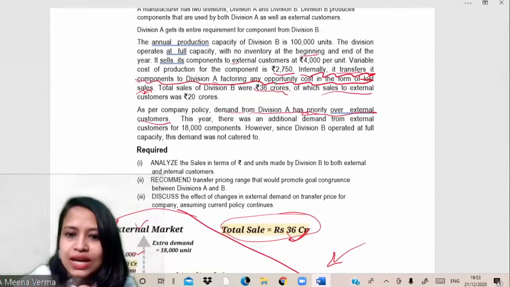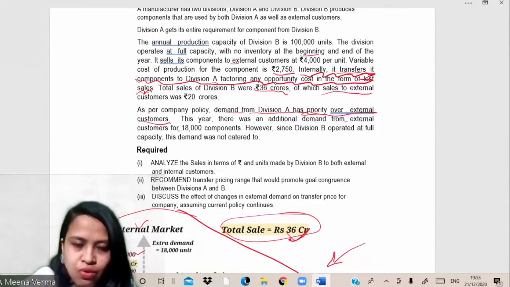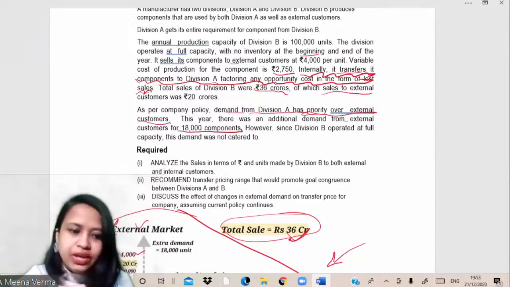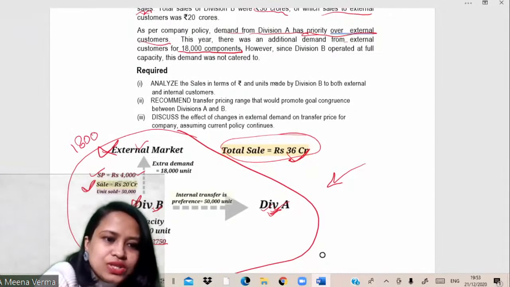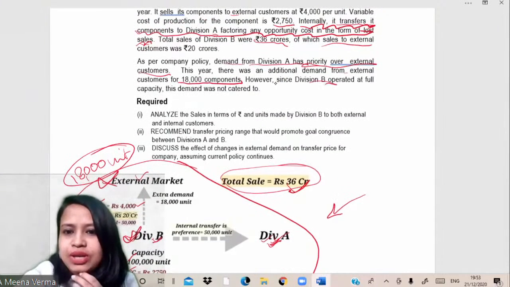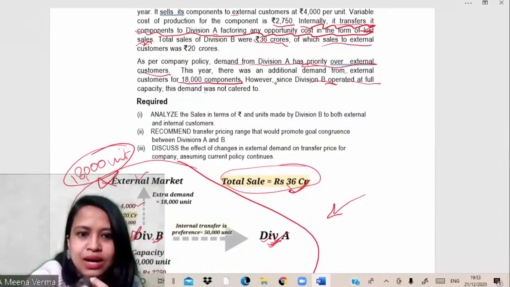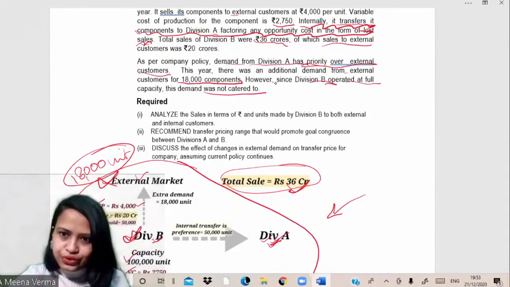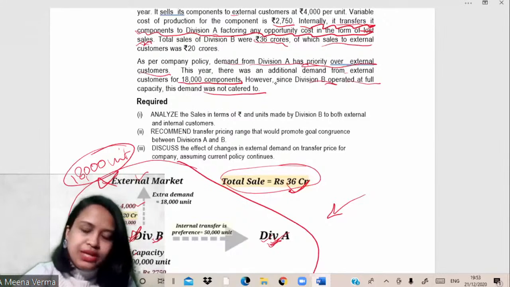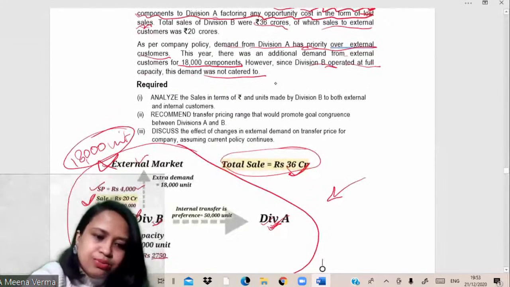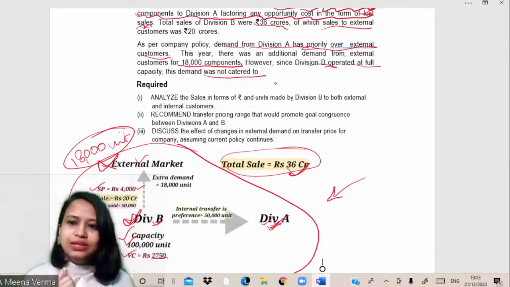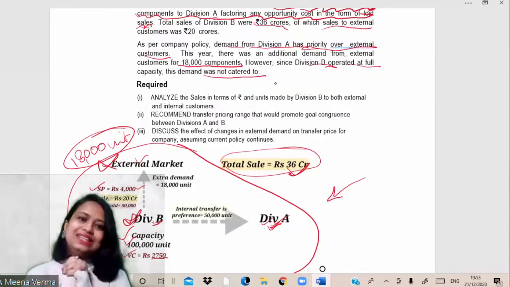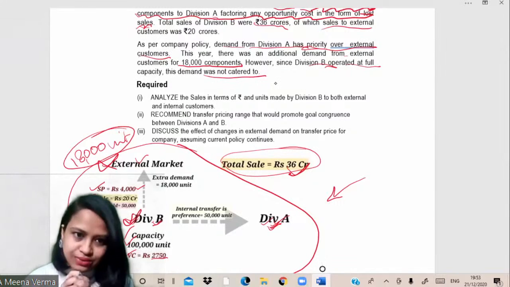This year, there was additional demand from the external customer for 18,000 components. Now they are saying that this external customer has an additional 18,000 unit demand. However, since Division B operated at full capacity, this demand was not catered to. So since Division B is producing at 100% capacity, they're not able to meet this demand of the external market.